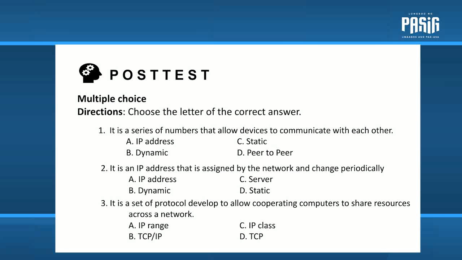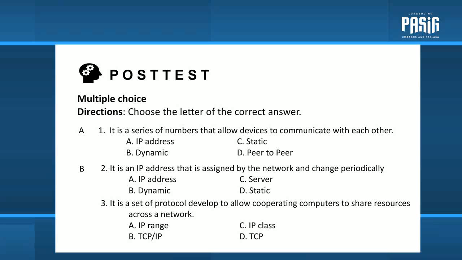Multiple choice. Directions: choose the letter of the correct answer. Number 1. It is a series of numbers that allows devices to communicate with each other. The answer is A. Number 2. It is an IP address that is assigned by the network and changed periodically. The answer is B, dynamic.